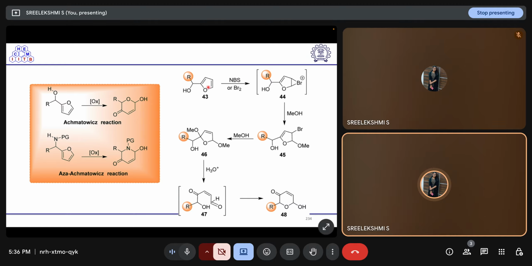If we are treating this furan compound with this NBS, it will form this bromonium ion here. Then with methanol, it will open this bromonium ion to form this intermediate. Again, OMe can attack at this center. This double bond will shift over here, and bromide will leave to form this intermediate. Then hydrolysis can give this compound, which again will undergo cyclization to form this dihydropyran ring, starting from the dihydrofuran ring.